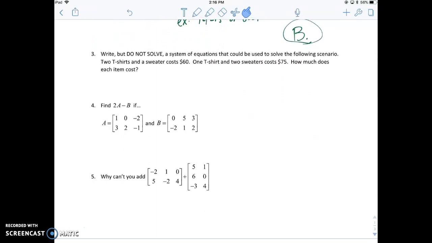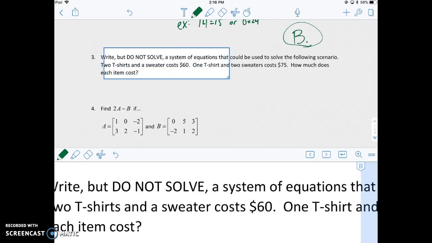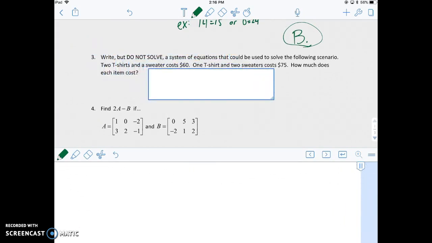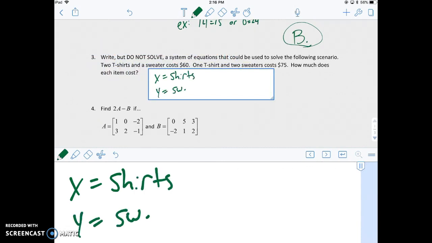It asks us to write but not solve a system of equations that could be used to solve the following scenario. 2 t-shirts and a sweater cost $60. 1 t-shirt and 2 sweaters cost $75. How much does each item cost? So we can just say x is t-shirts, y is sweaters. It is useful to define our variables so we know which one's which. And so the people we're communicating with know which one's which.